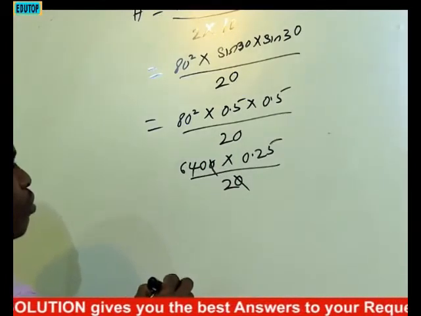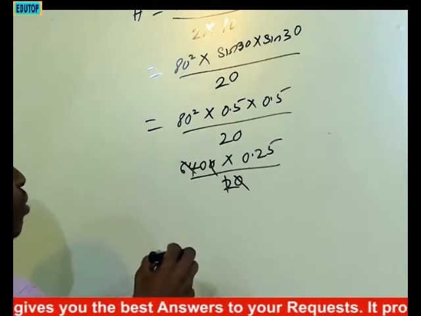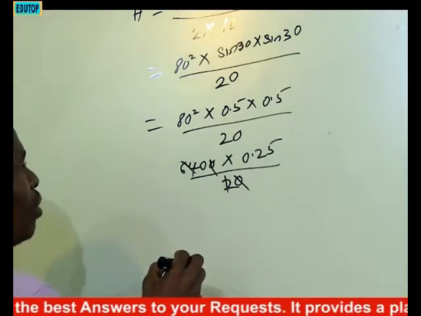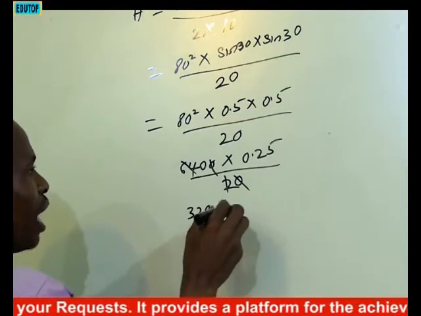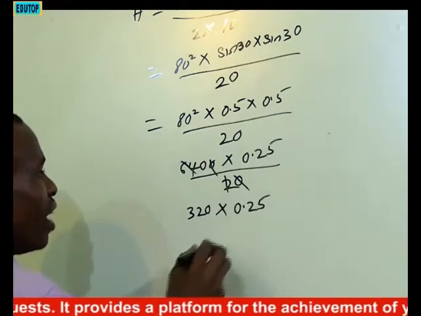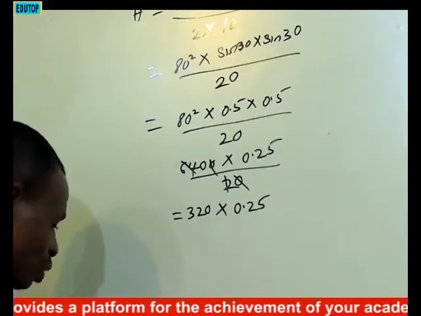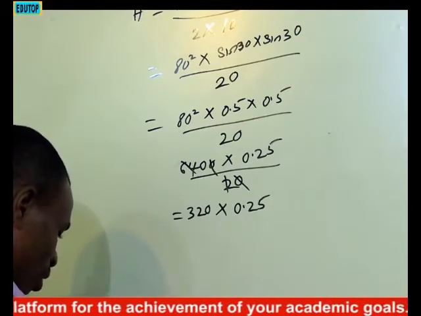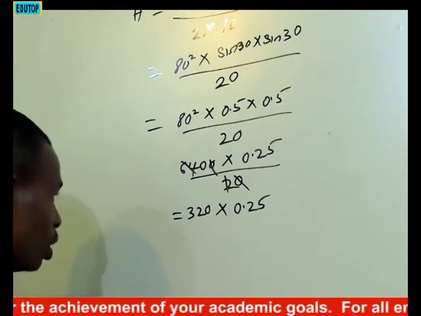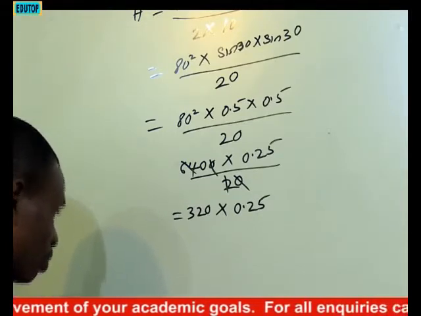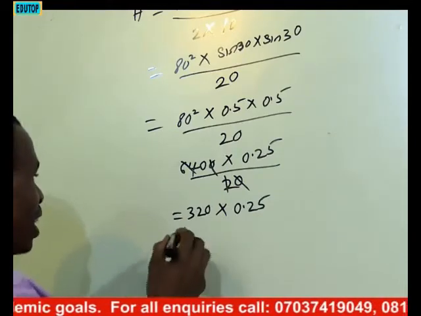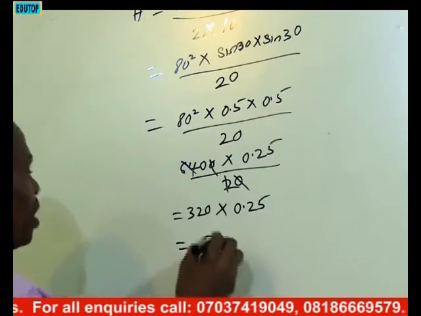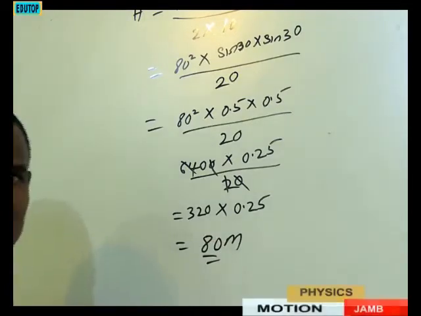0 can lose 0. In 64, in 60, that's 30. In that's 32. 320 times 0.25. If we try to make use of our mathematical instruments, we are going to have 320 times 0.25, and the answer is 80 meters. 80 meters. Question number 19.